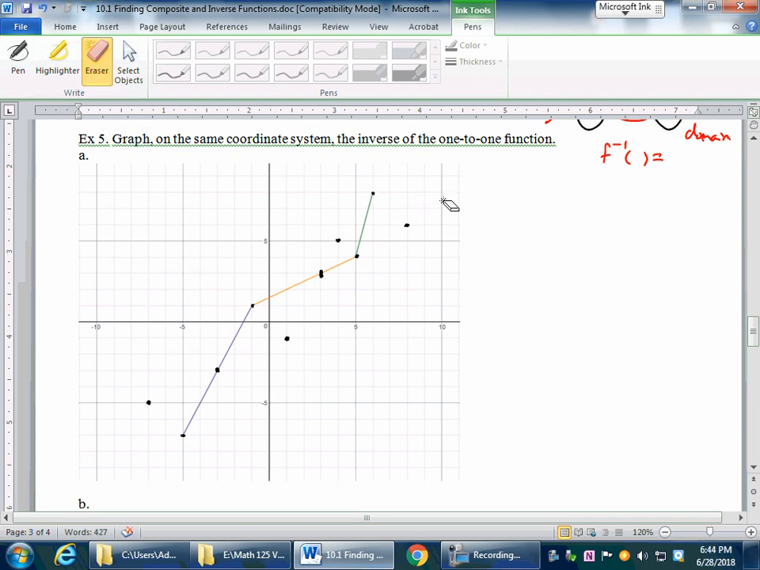So now by connecting all these points together, this will help me to get my inverse graph. There you go. So if this is my original function, then this will become my inverse function. The idea of the inverse function is very straightforward. If this function is one-to-one, your domain and range basically flip around.